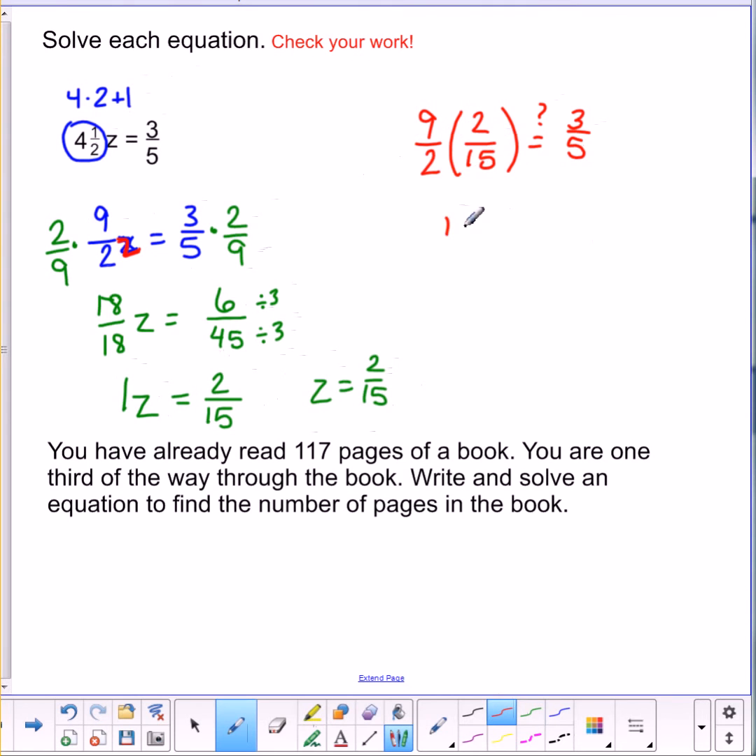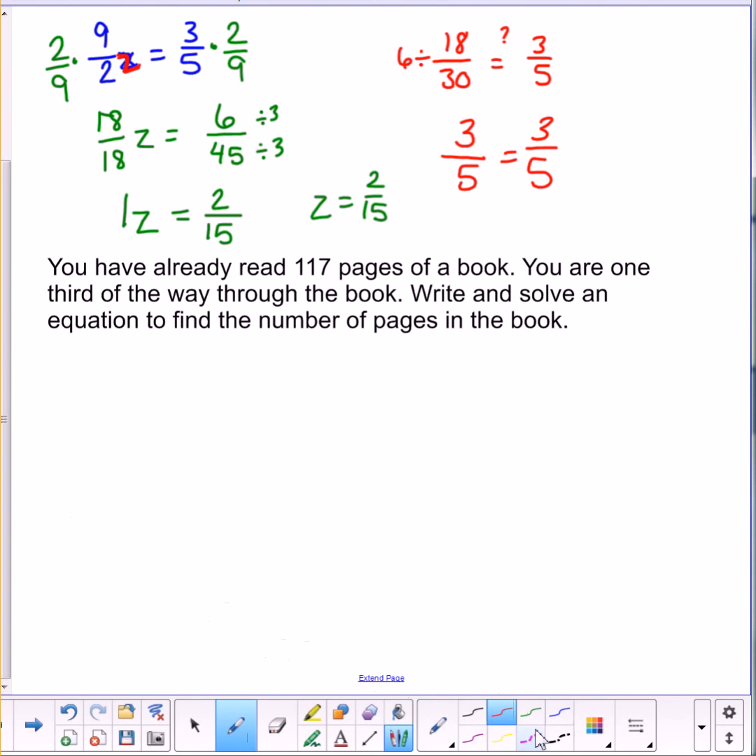9 times 2 is 18. 2 times 15 is 30. Is that the same as 3/5? Those are both divisible by 6. 18 divided by 6 is 3. 30 divided by 6 is 5. And 3/5 does equal 3/5.